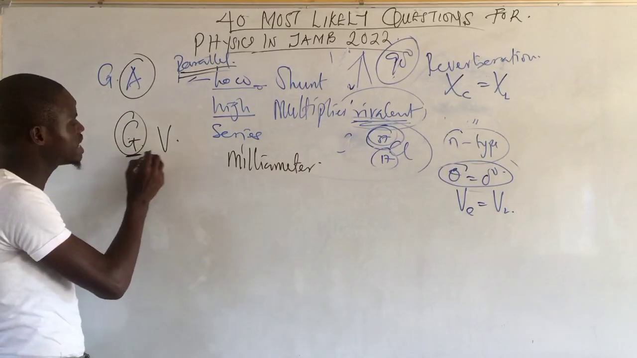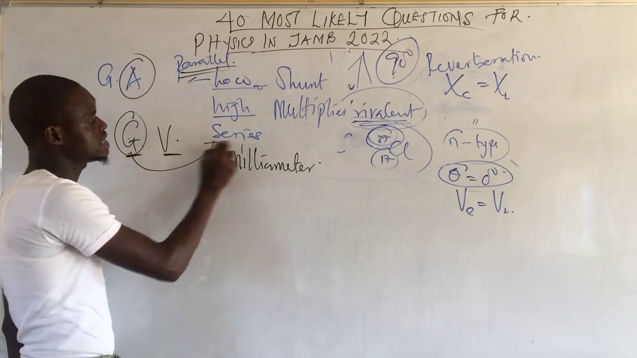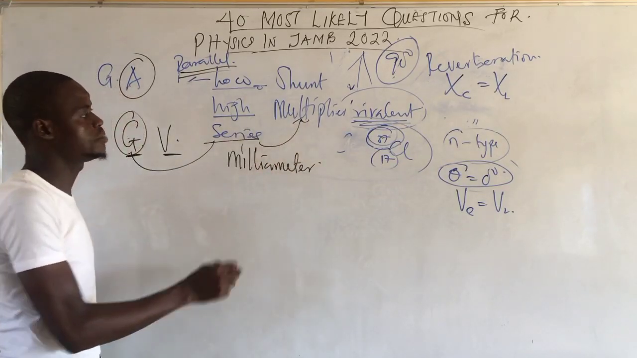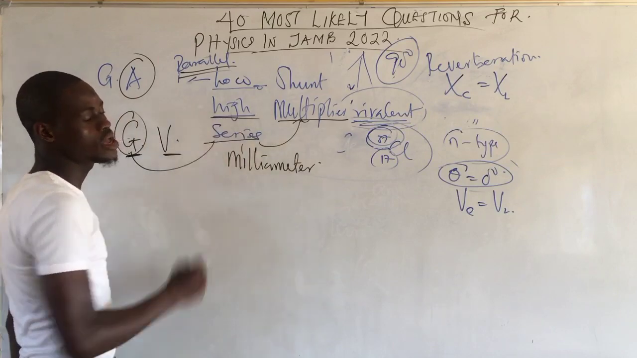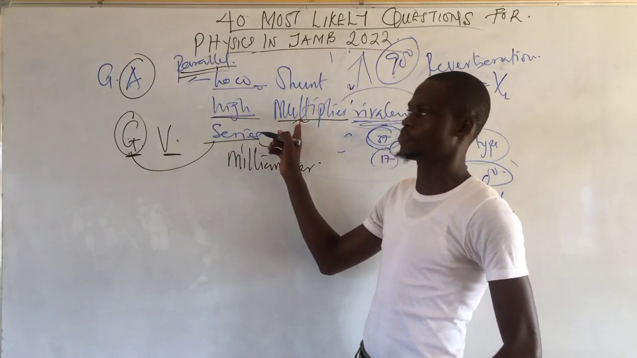So to convert the galvanometer into a voltmeter, we connect the galvanometer in series with a multiplier. A multiplier is a high resistance. All together, we connect the galvanometer in series with a multiplier, or high resistance.